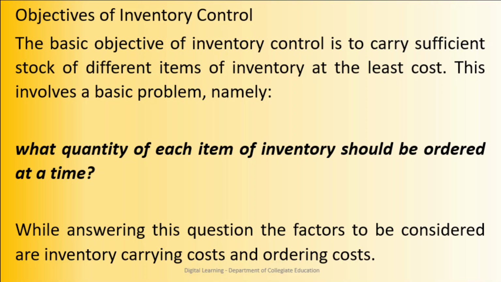What are the objectives of inventory control? The basic objective of inventory control is to carry sufficient stock of different items of inventory at the least cost. This normally involves a basic problem, namely, what quantity of each item of inventory should be ordered at a time. While answering this question, the factors to be considered are inventory carrying costs and ordering costs.